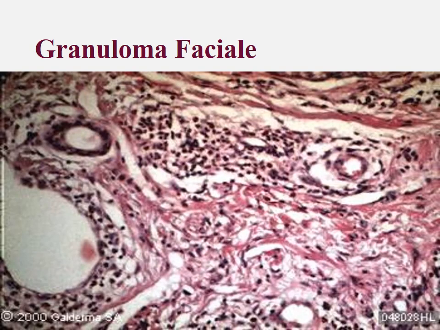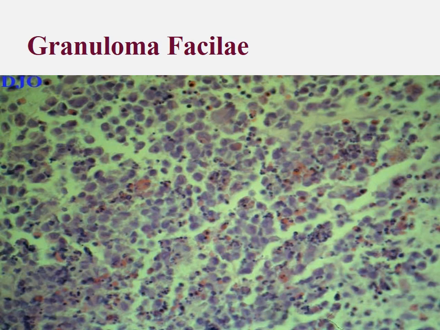Here are some histologic pictures of granuloma faciale, again with the blood vessel thickened wall and extravasation of erythrocytes and the fibrosis, and eosinophils are abundant in the section. Here, with a special stain, eosinophils appear more abundant in the infiltrate.